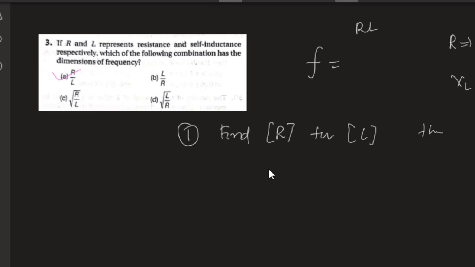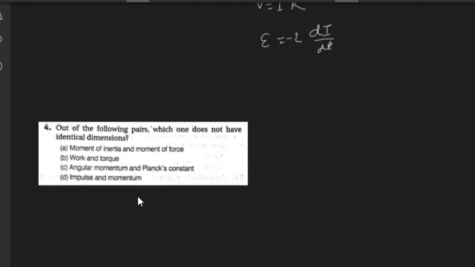There is also another way. You just have to find the dimension of R, which you can find from V = IR, right? And you can find the dimension of L from EMF = L dI/dt. From these two you can find the dimensions of R and L, and then from that you can find this one. Okay, so now move to the next question.